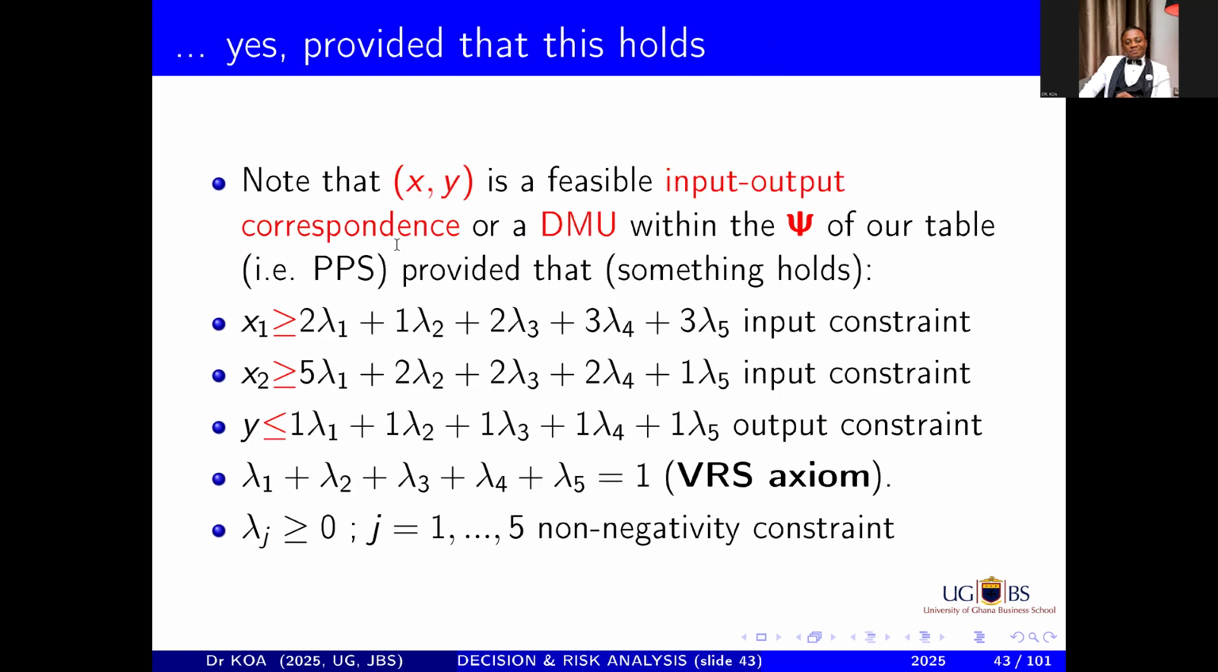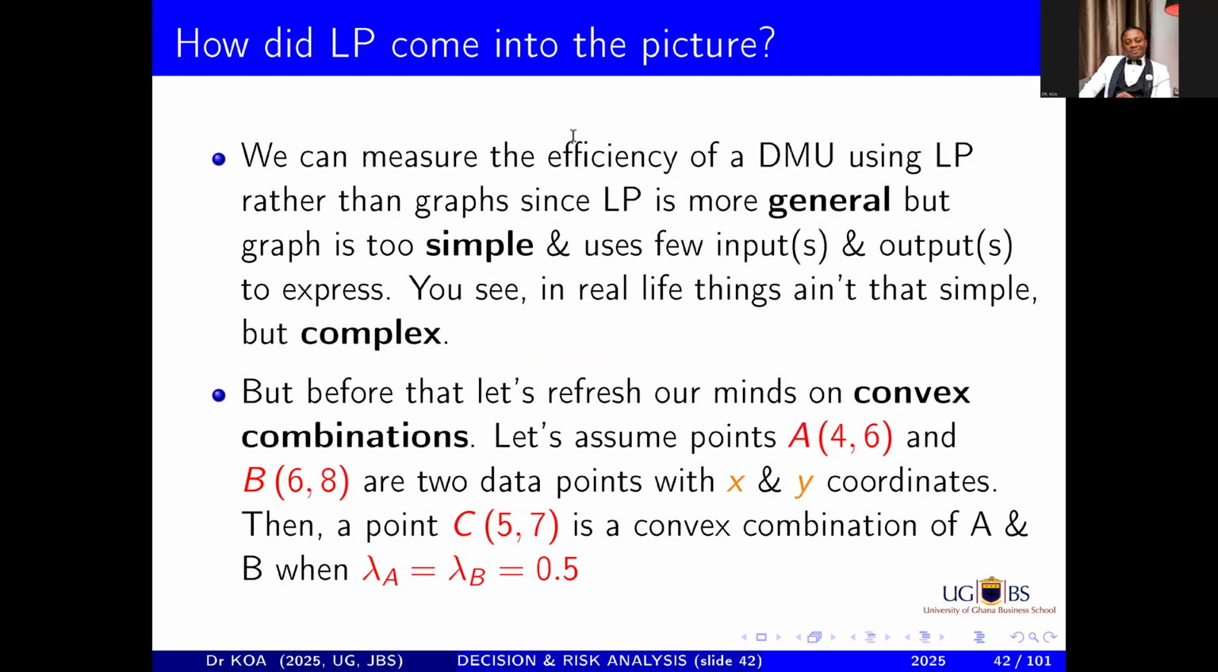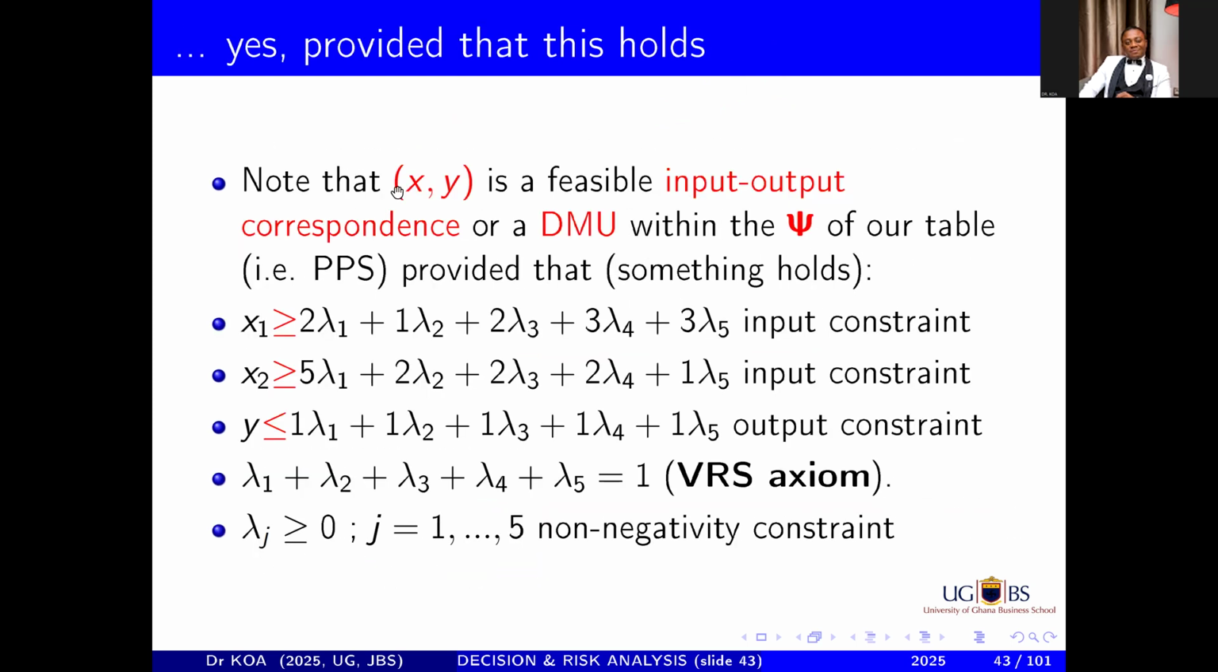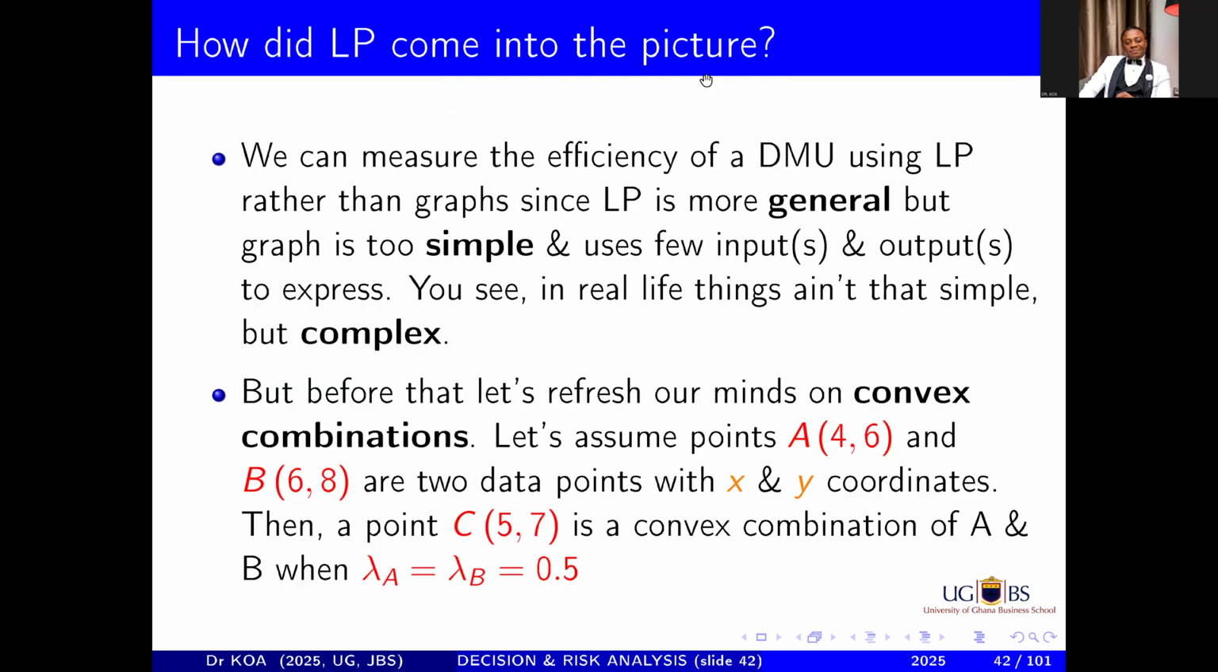So we want to be able to generate our analysis. How do we find efficiency? Well, first of all, we can find efficiency provided something is there. One, note that X and Y is a feasible input-output correspondence of the DEA. So when I go into the data set, I can actually see inside the data set like this. I can see that there is a combination, there is something here. And that something is actually X and Y.